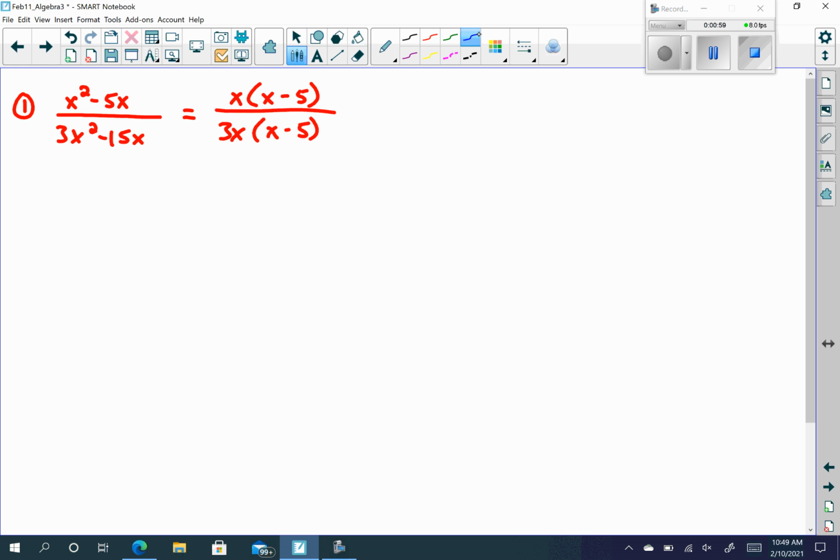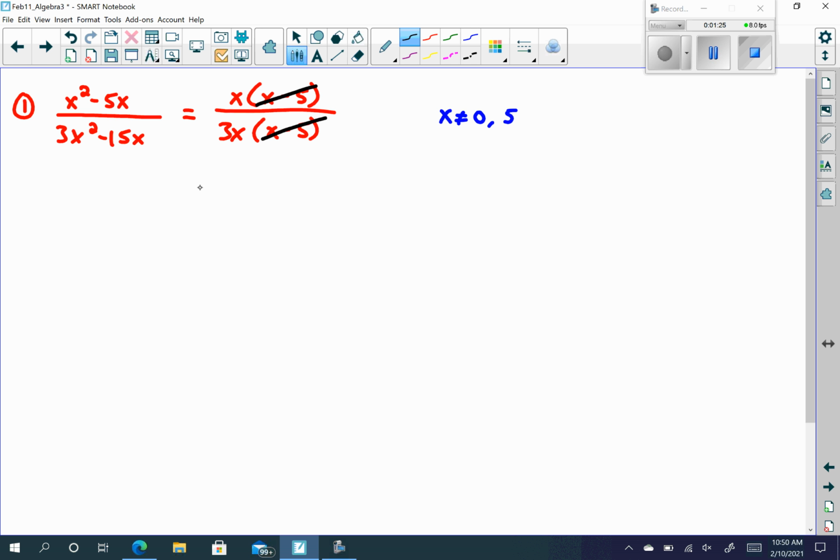Since we're asked to state restrictions, we want to state them now. We do not state them after we cross out, or we're going to miss some important restrictions. This first x here next to the 3, that cannot equal 0. It's a monomial. If that's 0, we get 3 times 0, which is 0 times a negative 5 here, which is also going to just be 0. From our second factor here, the x minus 5, that x cannot equal 5. So there's our restrictions. Then we cross out.